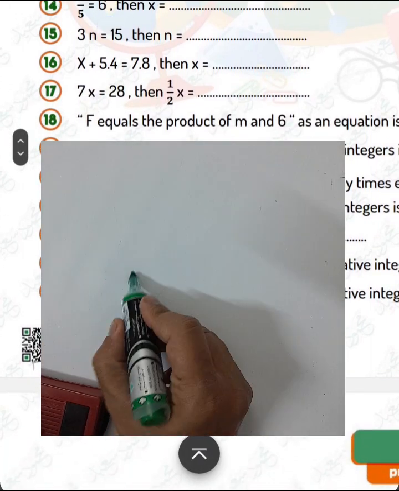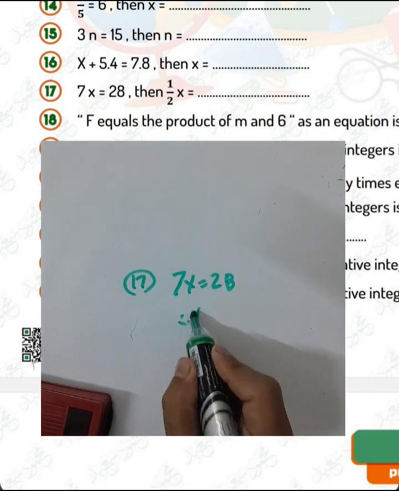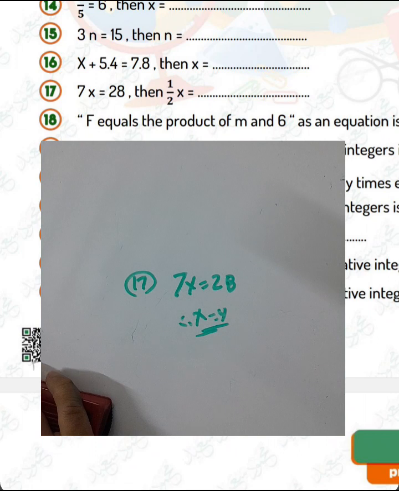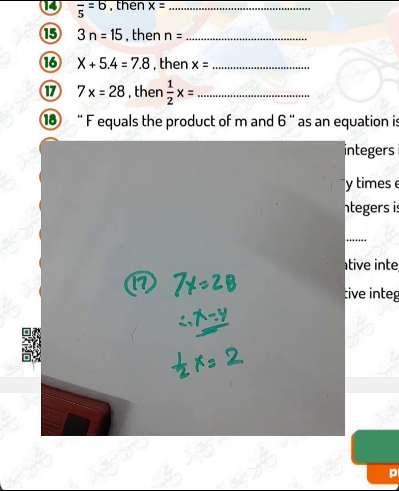Question 17. 7x equals 28, then x here will be equal 4. Then you want to find half of x, half of 4, it will be 2. The result here equals 2.